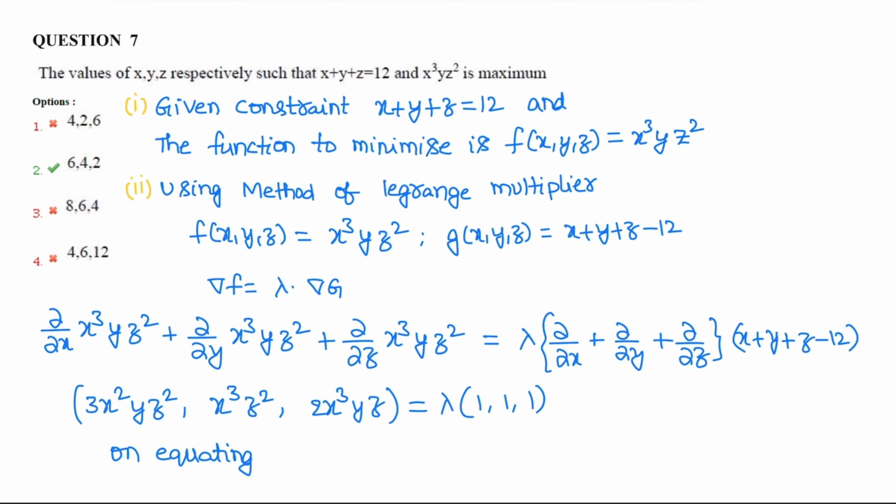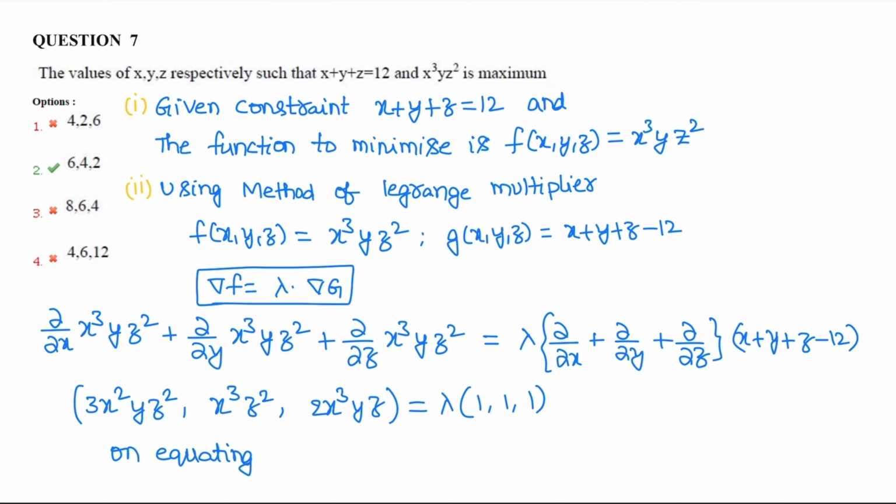Using the method of Lagrange's multiplier, f of x comma y comma z is x cube y z square and g of x comma y comma z is x plus y plus z minus 12. So using this formula, delta f is equal to lambda into delta g, Lagrange's multiplier method. Delta f is d by dx of function plus d by dy of function plus d by dz of function is equal to lambda into the constraint function.